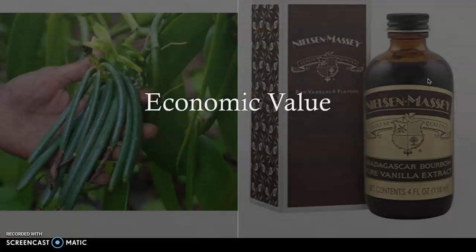Lastly, for our economic value, the seed pods are harvested and cured, as I said, to create a variety of things like vanilla extract, perfume, and soap. Vanilla is very important. It's one of the world's most important spices. It's said to reduce fevers and spasms, and people love vanilla. Without this plant, we would kind of be lost in a lot of our cooking and baking.